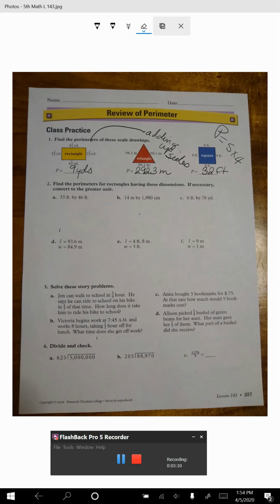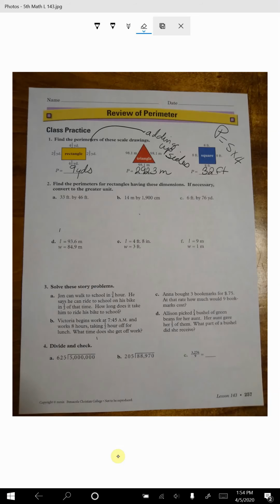All right, let's go to number 2. Find the perimeters for rectangles having these dimensions. If necessary, convert to the greater unit. This is the part I always forget, and I don't want to forget today, the greater unit.